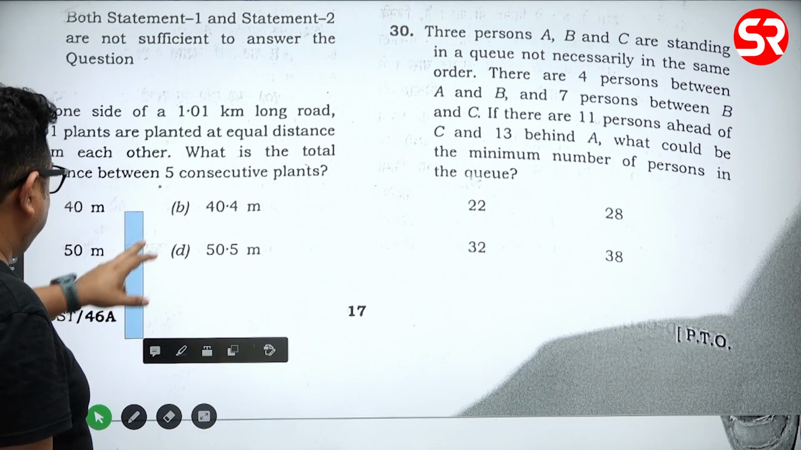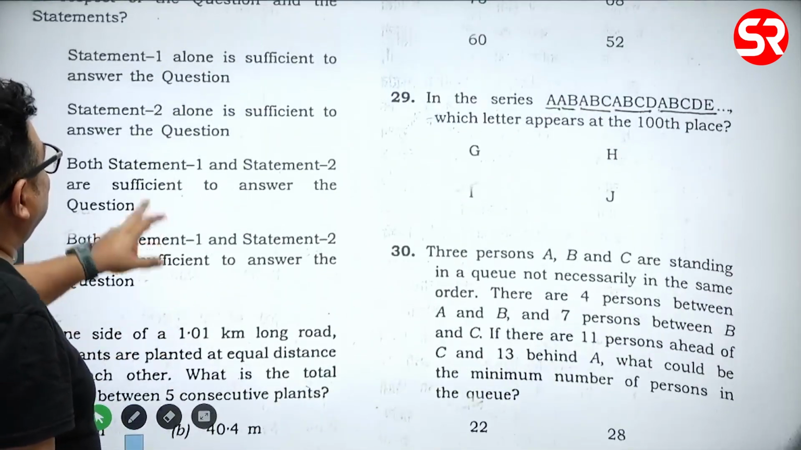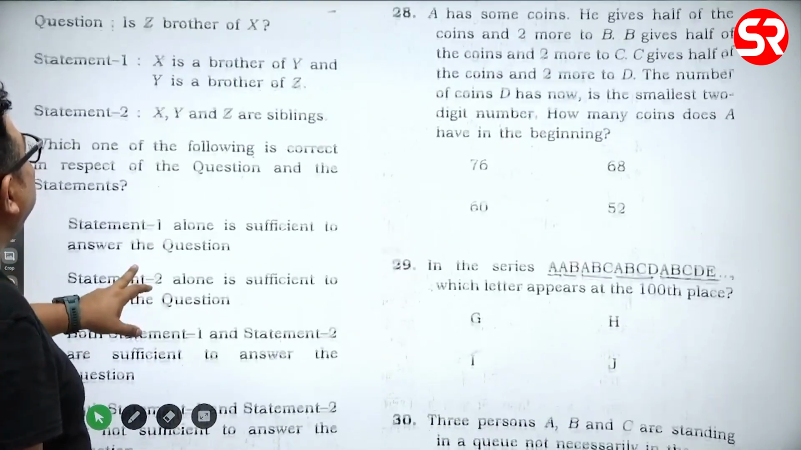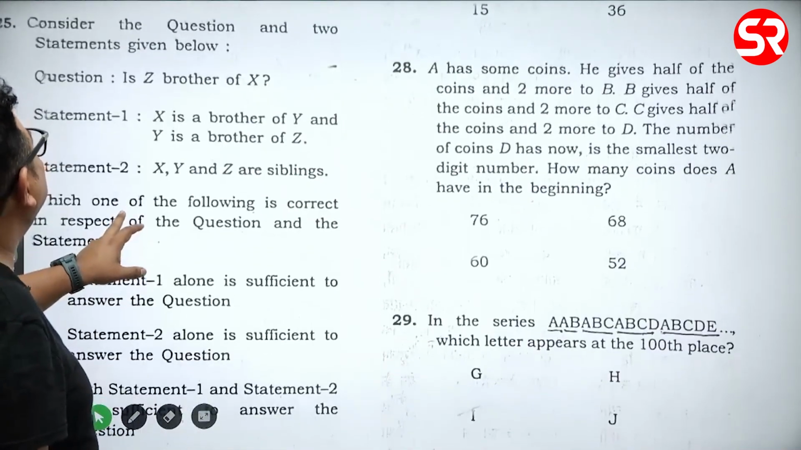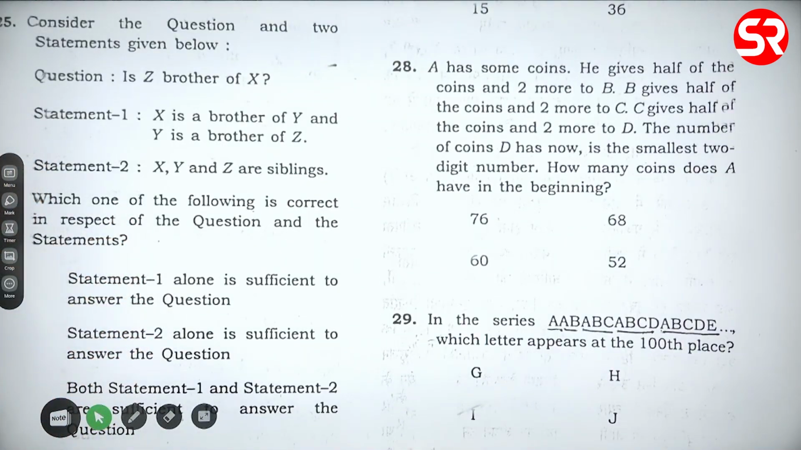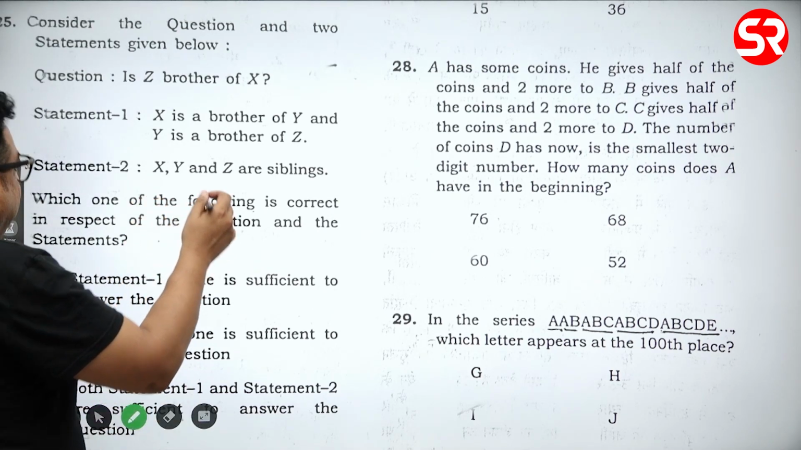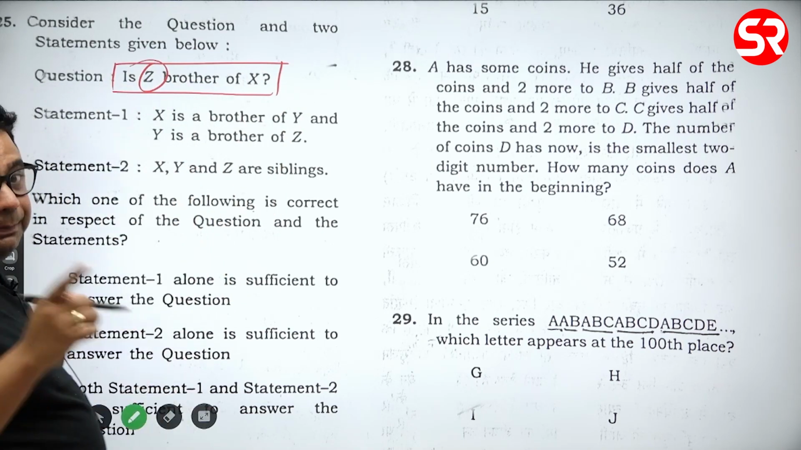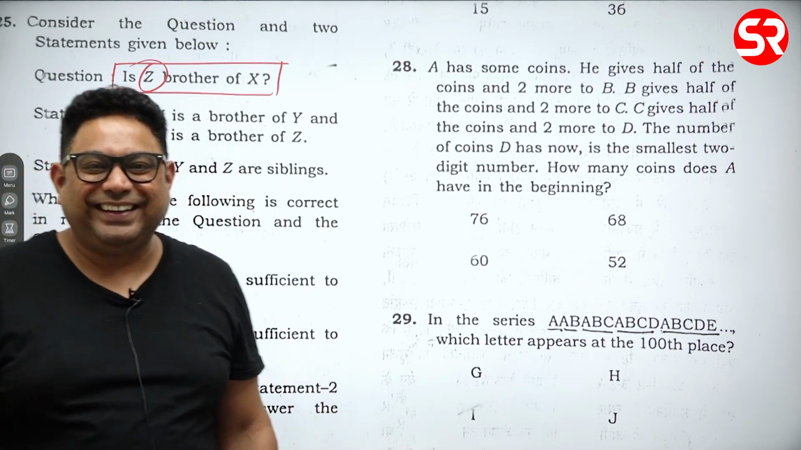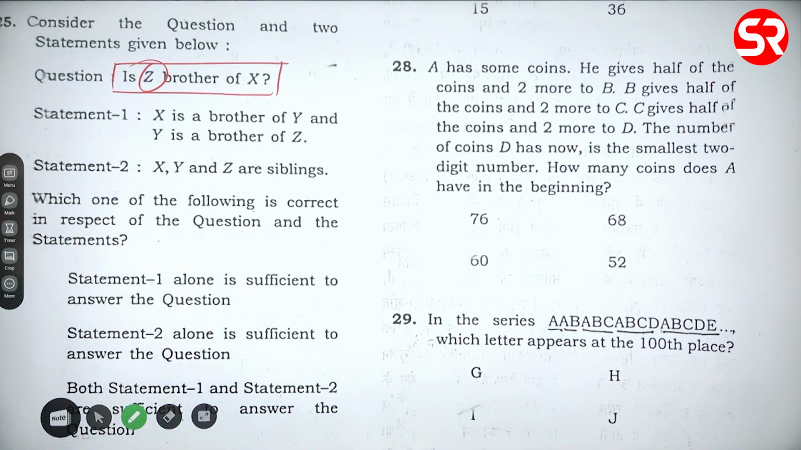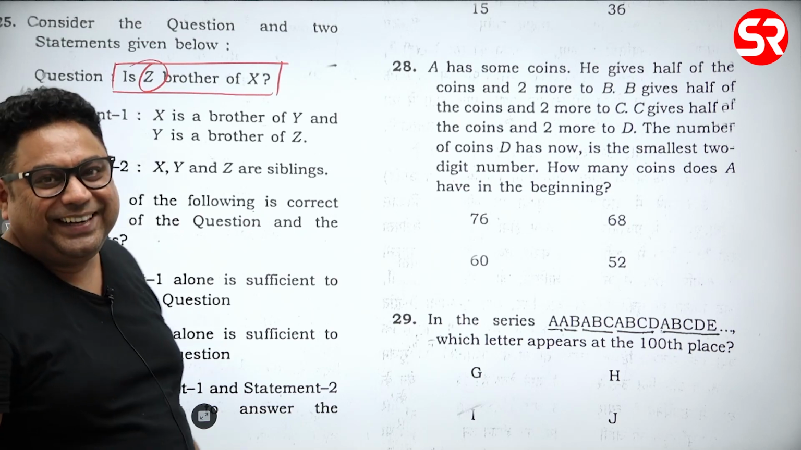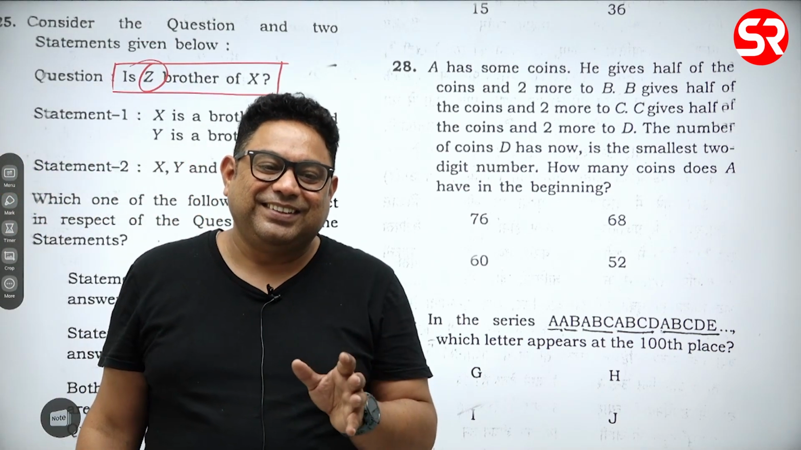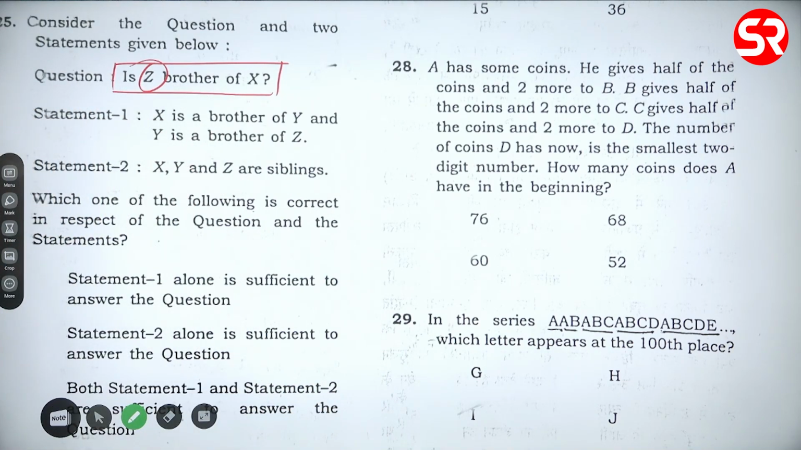So next one. Oh, again data sufficiency. Now see, consider the question and two statements given below. Is Z brother of X? Brother is a male. Right? There are a lot of girls who go bro, I understand. But over here context should matter, isn't it? So he says, is Z the brother of X.